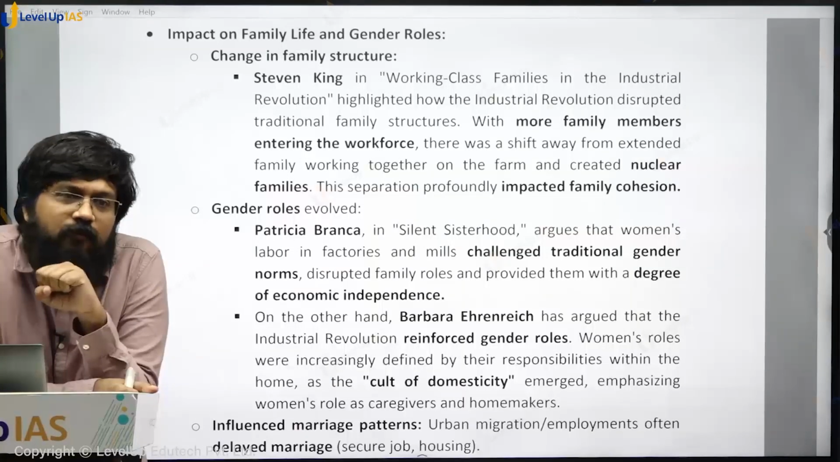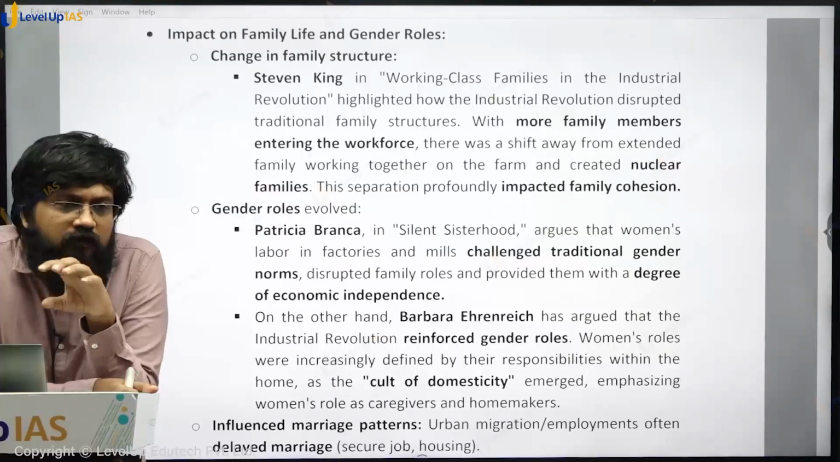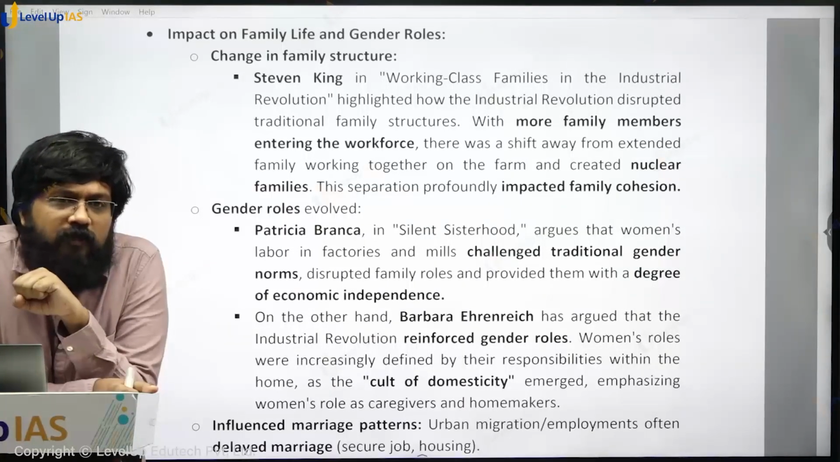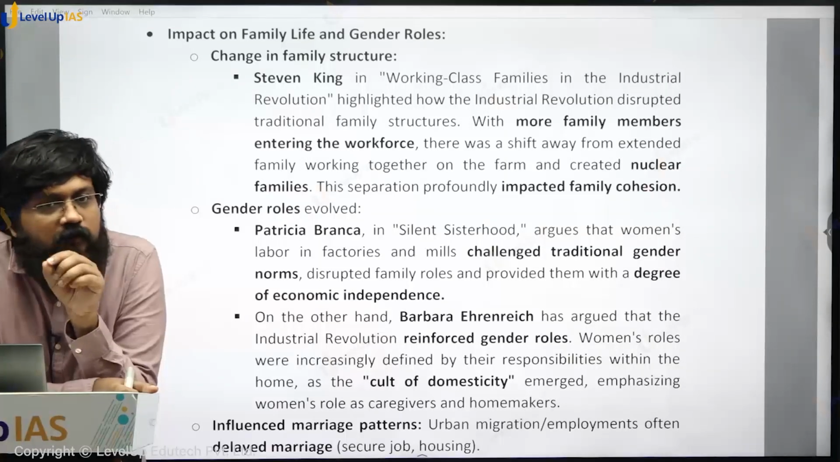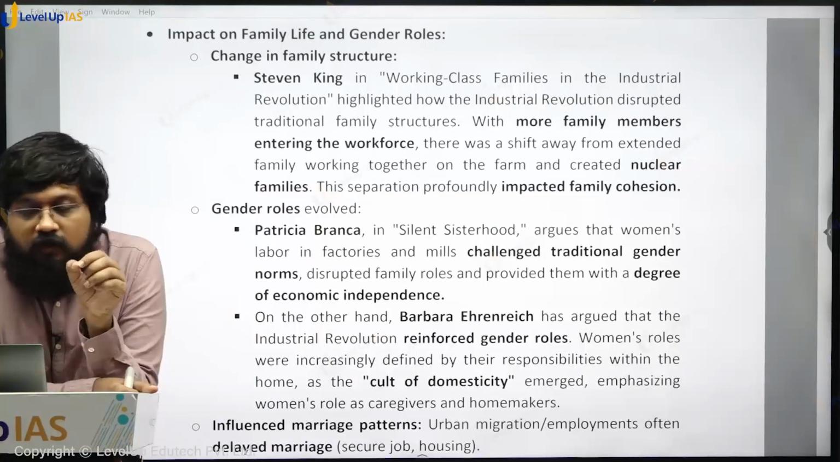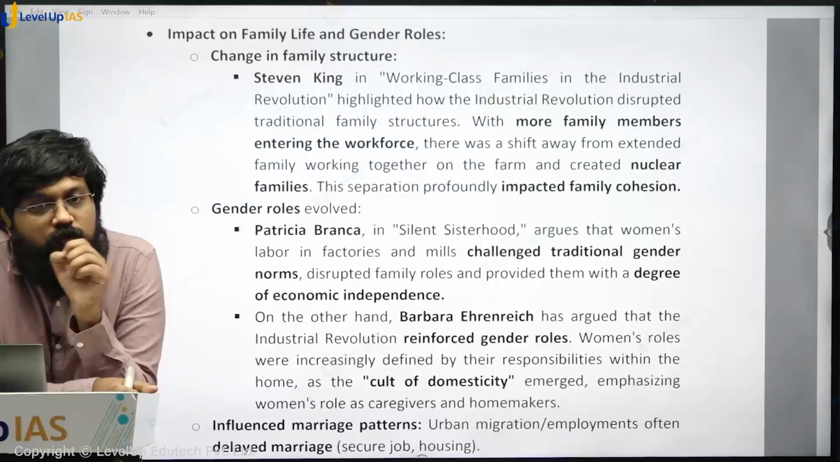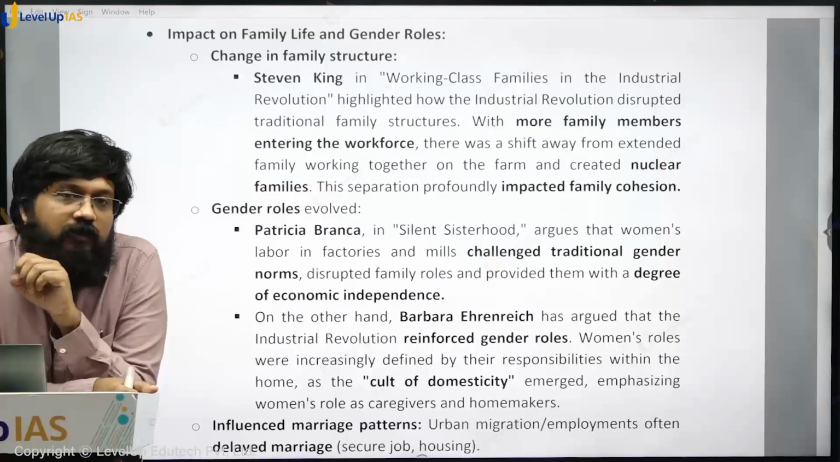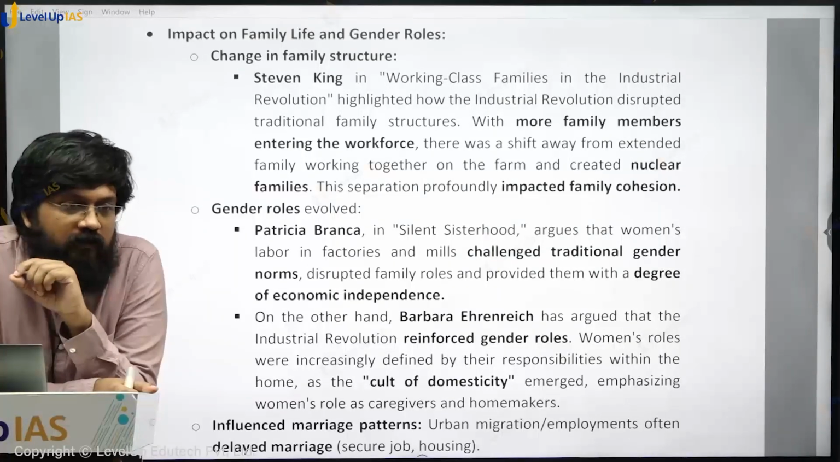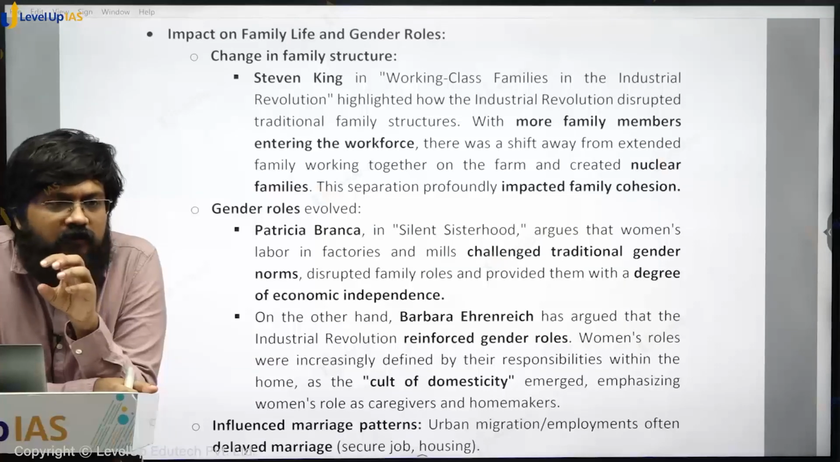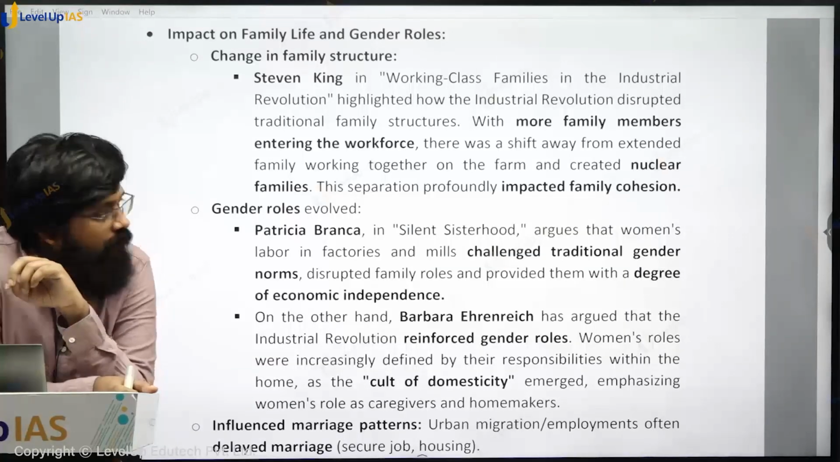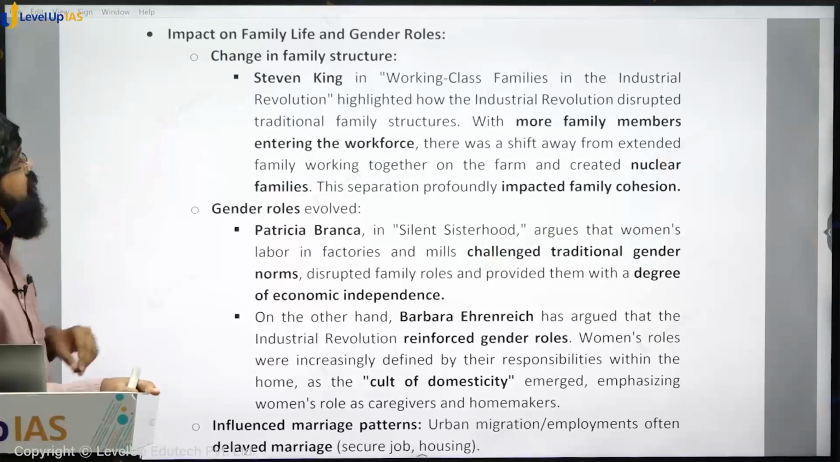So in our answer also, because of two things. Firstly, it is actually a very important impact. Secondly, there is a possibility of UPSC asking purely a question on the social consequences of the Industrial Revolution. We should be ready to write the answer. And in that, urbanization and class differences are not the only points. So we go for change in the family structure.